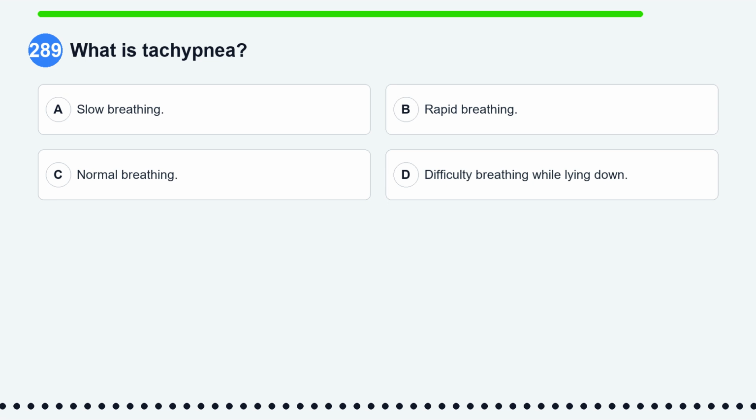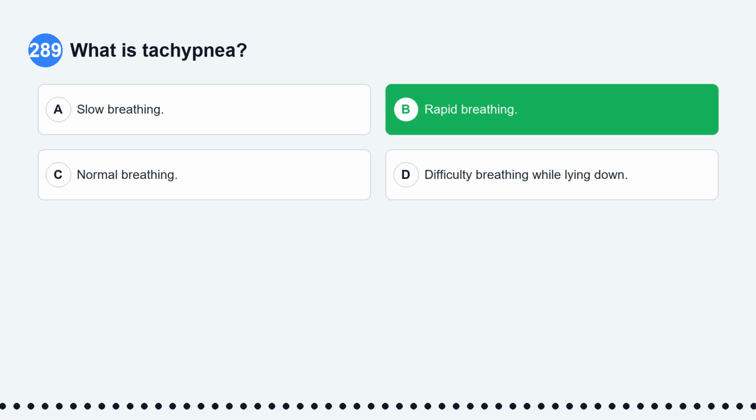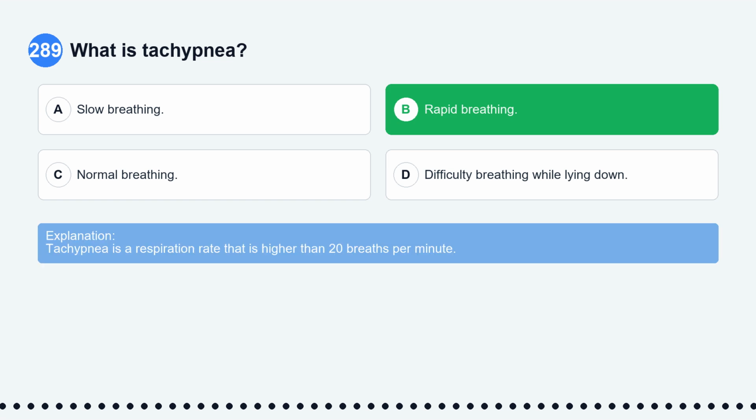Question 289. What is tachypnea? Option A, slow breathing. Option B, rapid breathing. Option C, normal breathing. Option D, difficulty breathing while lying down. The correct answer is option B, rapid breathing. Tachypnea is a respiration rate that is higher than 20 breaths per minute.